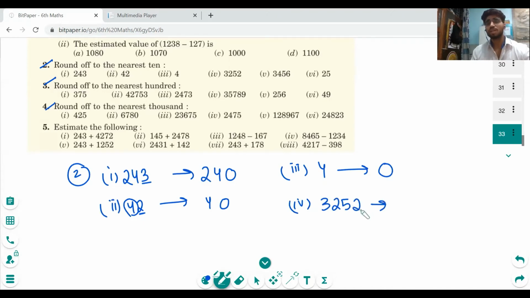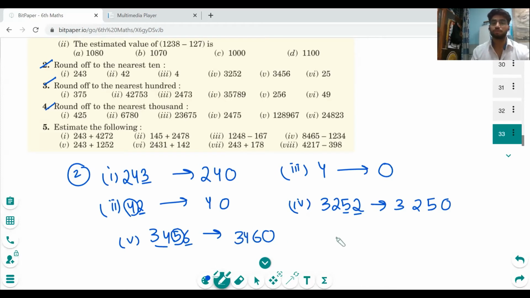3252. Let's try this one. So once I will make it 0, I can observe 1 is less than 5. So I will keep the 5 as it is, not increasing it by 1. Now let's try the fifth part. It says 3, 4, 5, 6. Interesting. Let's change the 6 to 0. It is greater than 5, so I will increase this guy by 1. So it will be 6, keeping the rest guys same. That was the rule if you remember.